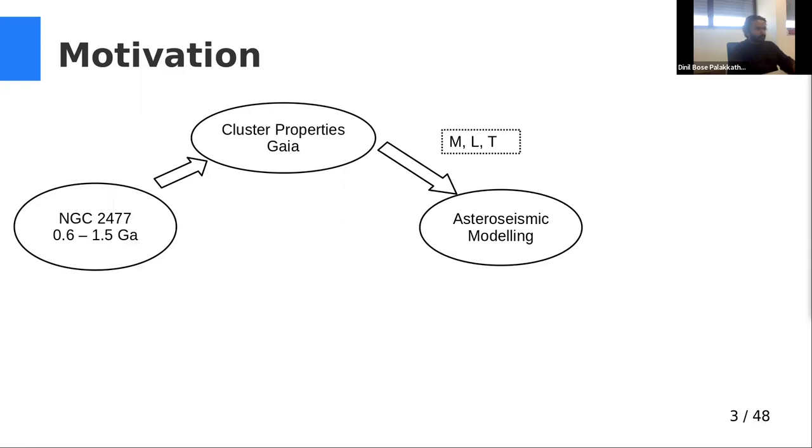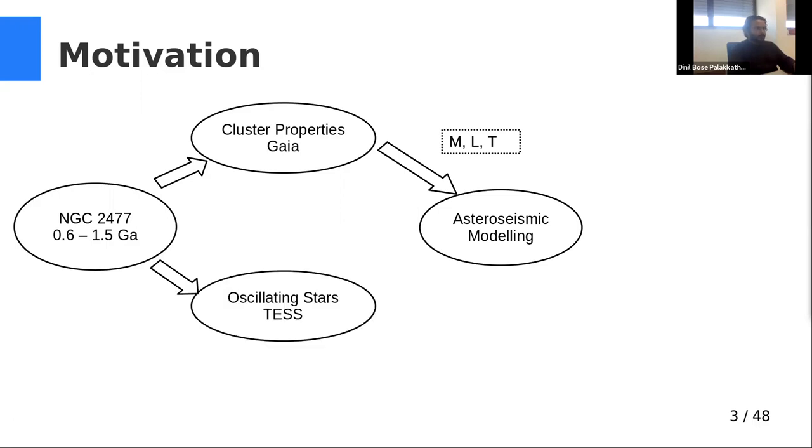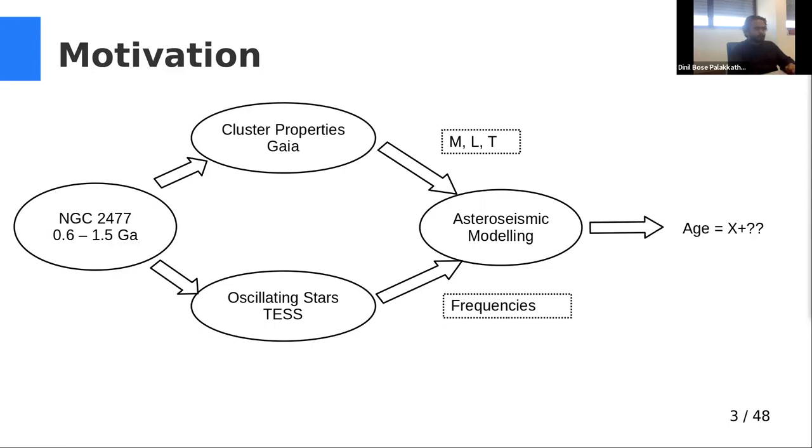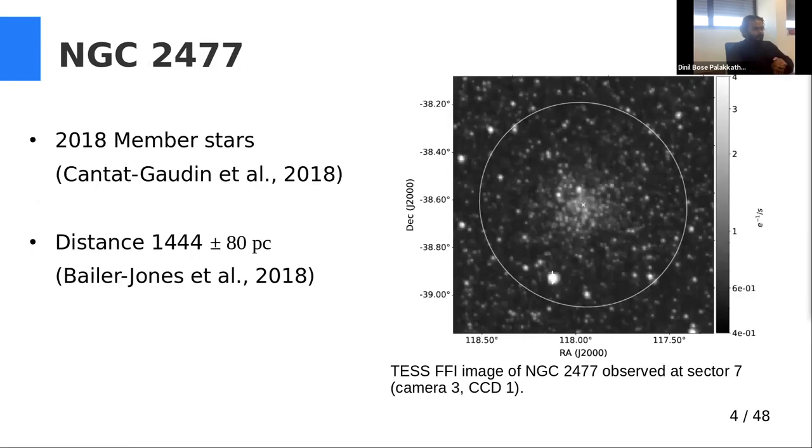So in order to do the asteroseismic modeling, we need the oscillating stars and the frequencies. So we find the oscillating stars and the frequencies using the TESS full frame images. And we combine it with the properties of the cluster, and we will try to estimate the precise age of the cluster. Okay. So let me introduce NGC 2477.